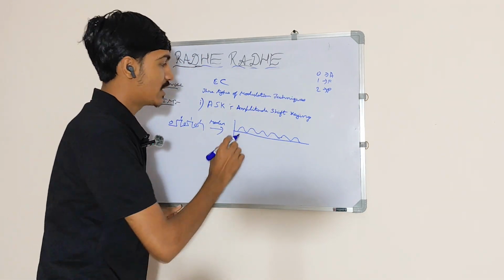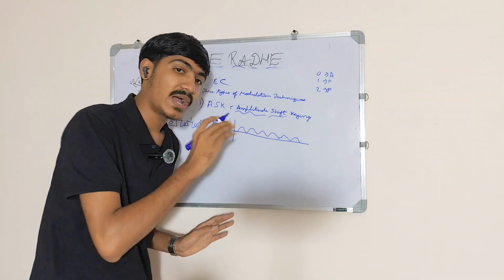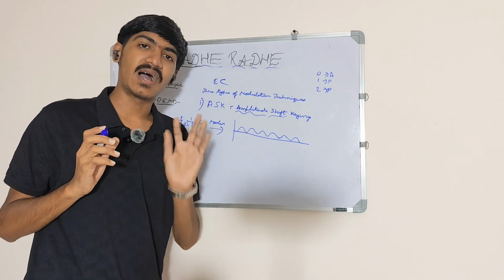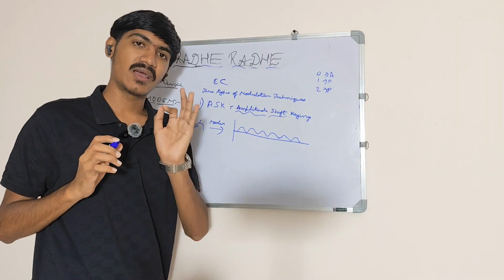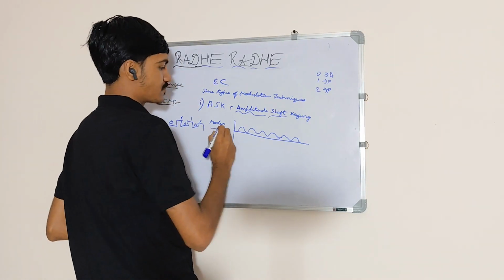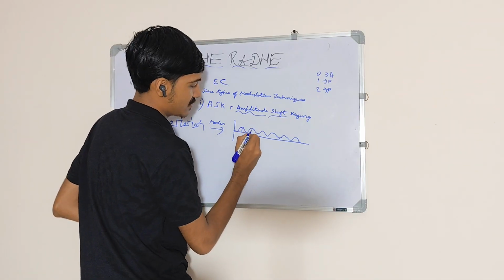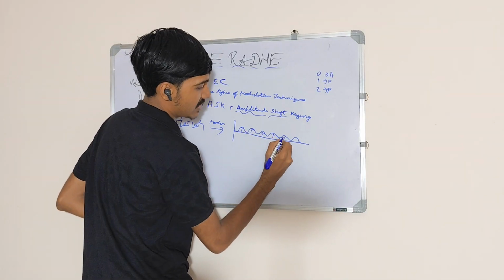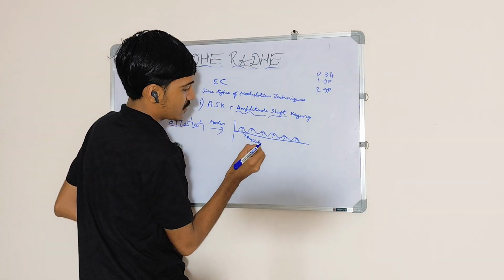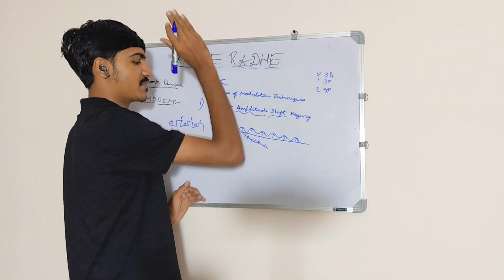Now what will it do? The name itself says amplitude shift. What is the amplitude of a wave? The height of the wave is known as the amplitude of the wave. This is the height, this is the height, this is the height. This is nothing but amplitude. Amplitude is nothing but the height of the wave.